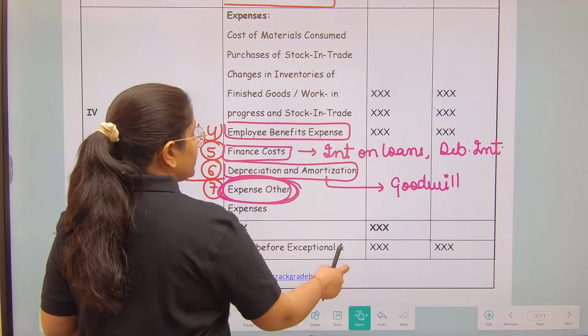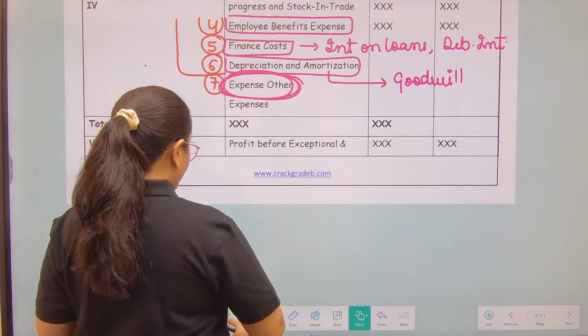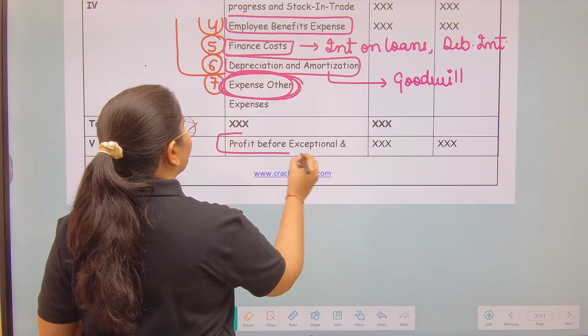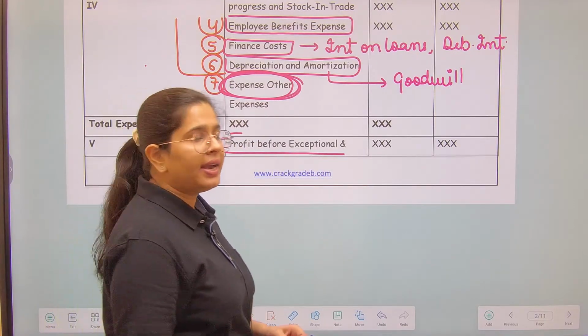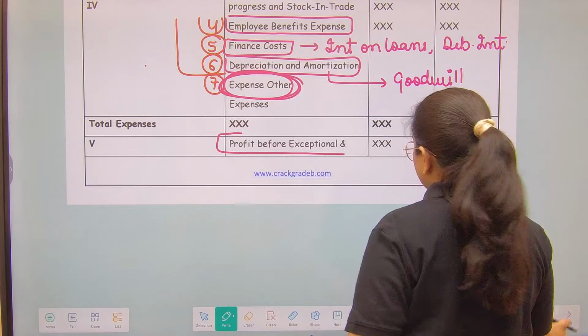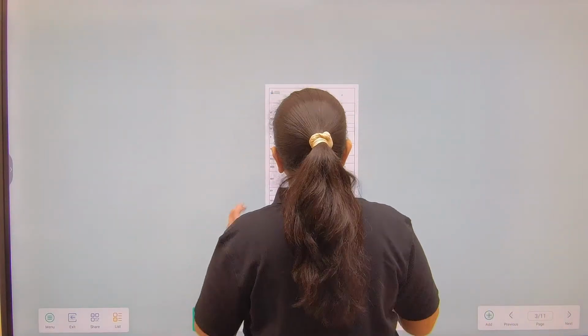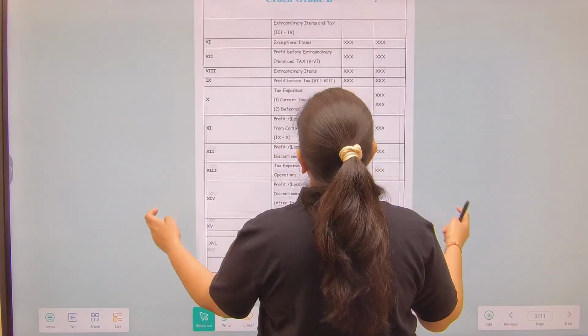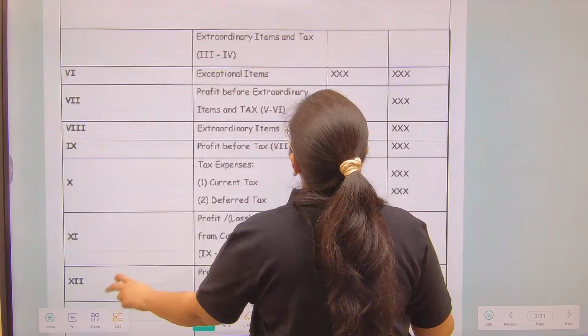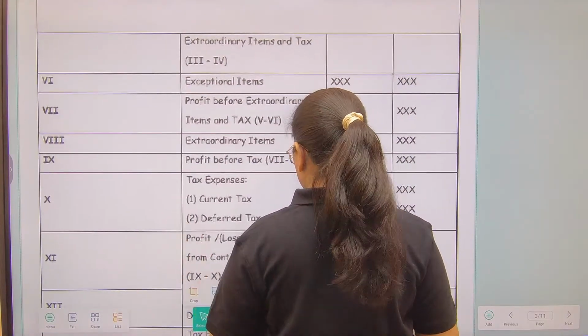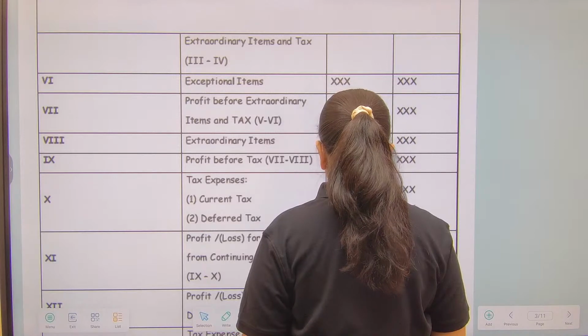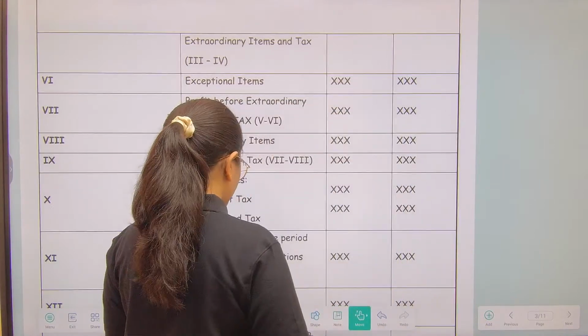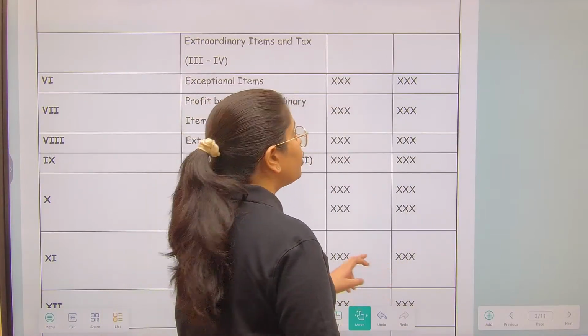Revenue minus expense will give you the profit before exceptional and extraordinary items. Now, what are these exceptional and extraordinary items? Let's discuss that. So there are two items which I am going to talk about.